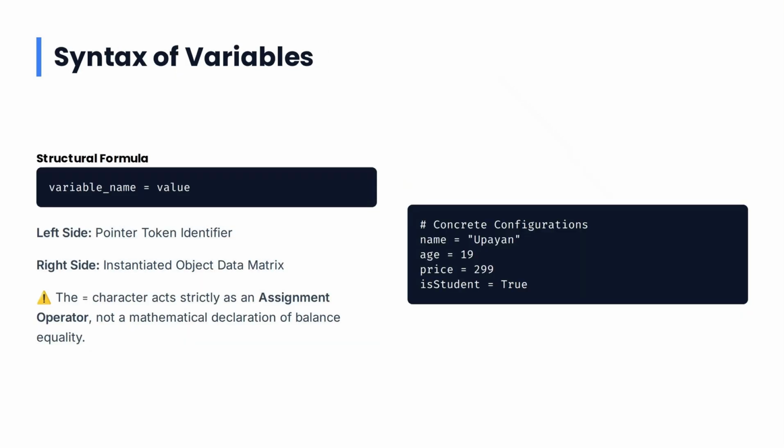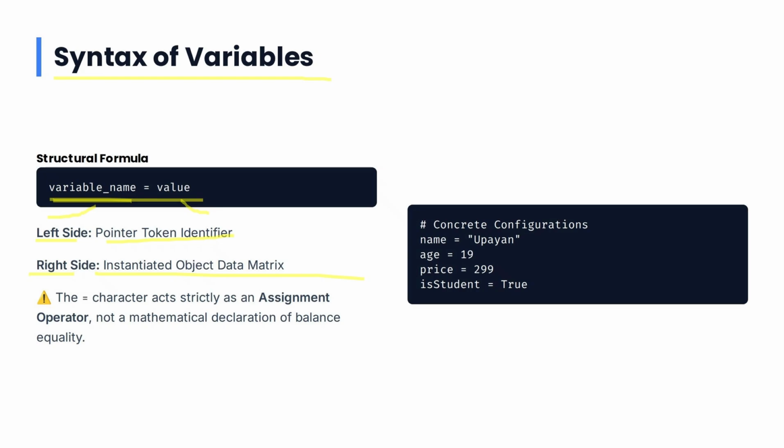Then comes the syntax of variables: variable name equal to value. This is the syntax we already talked about. The left side is the token identifier, and the right side is the instant object data. This is the name which will be stored in the memory allocation, which can be used as a pointer in further things, and this is the value that has to be stored.